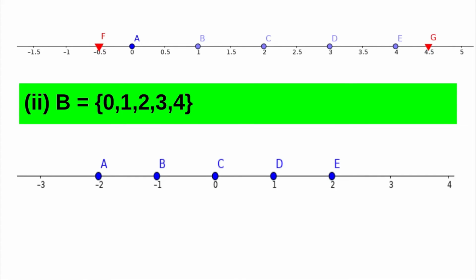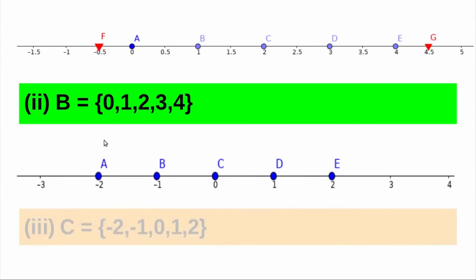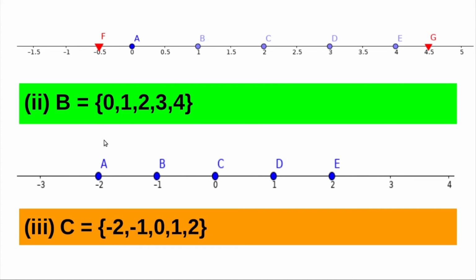Next question is C is equal to the set of all x such that x is an integer, x square is less than or equal to 4. We have to write all integers satisfying the condition that its square is less than or equal to 4. Here again we can consider a real line and we have to list all integers whose square is less than or equal to 4. We know that x square is equal to 4 means x equal to plus or minus 2.